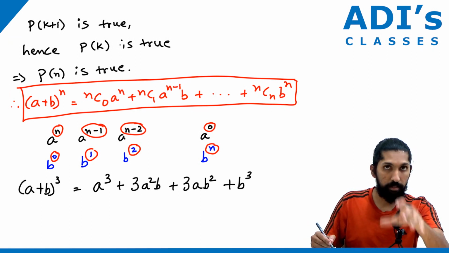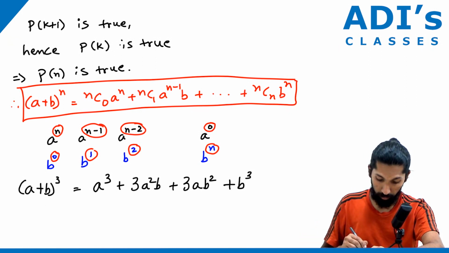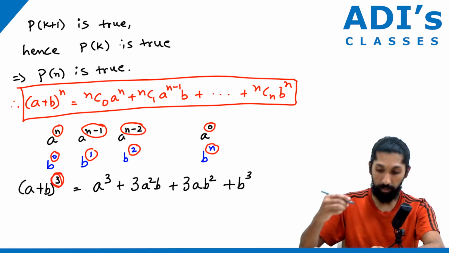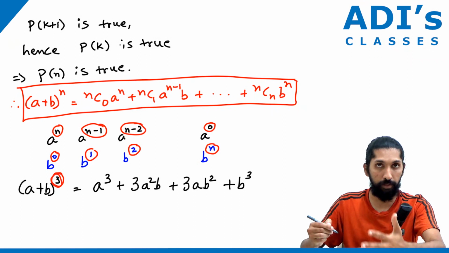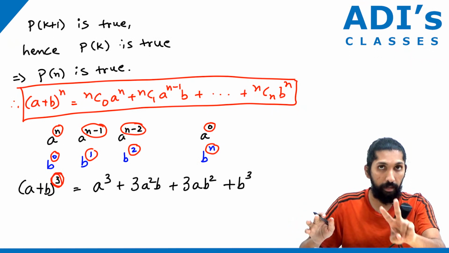Now, if you take the sum of the powers, it's always equal to this particular power. If the power is 3, then it's 3. If the power is 5, it's 5. Whatever it might be. Understood? So, this is the second observation.